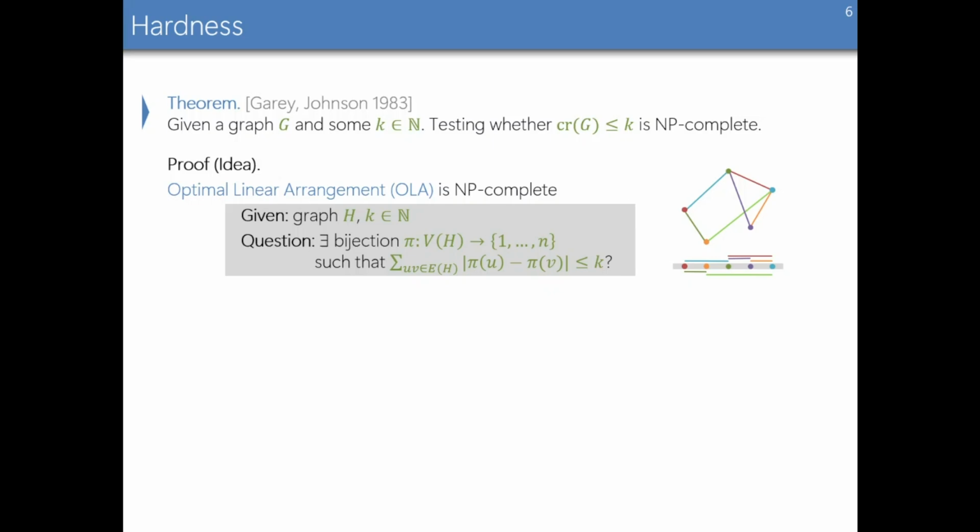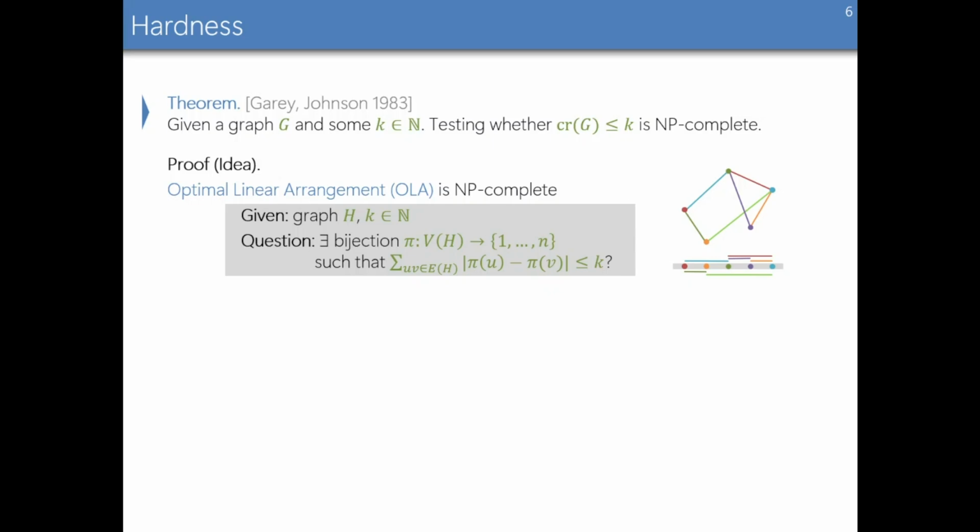That's the optimal linear arrangement. Arrange the vertices linearly such that the sum of the edge lengths is minimized. A well-known NP-complete problem. And we now want to show that finding the crossing number actually is at least as hard as this problem.